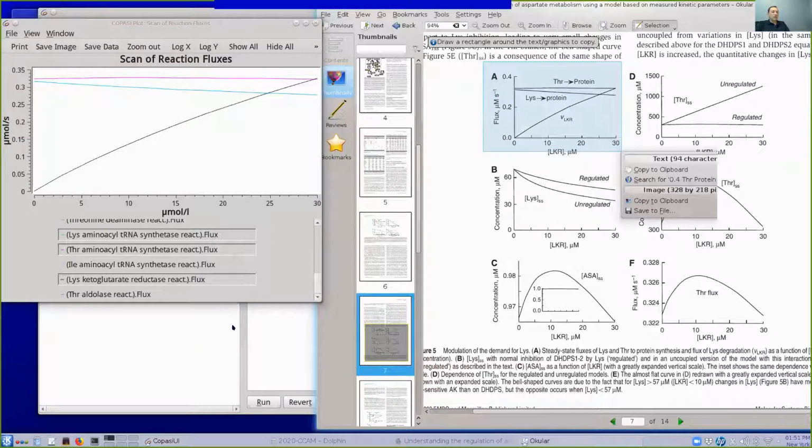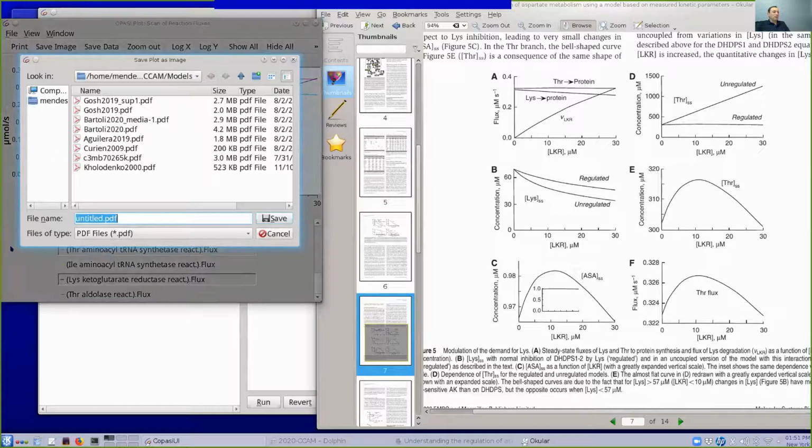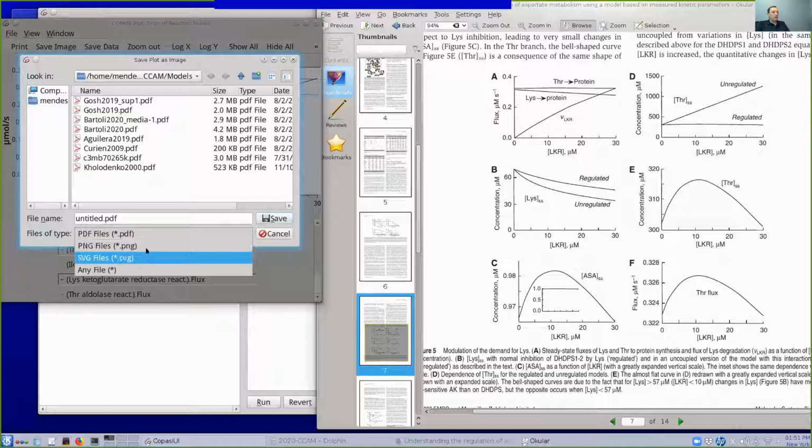So now you wanted to produce a figure from this. You have a few options. You can save the image. You can save it in various formats. You can save a PDF, you can save a PNG, or you can save an SVG file. SVG is a vector format that you can resize with high quality. It goes into things such as Adobe Illustrator or Inkscape.